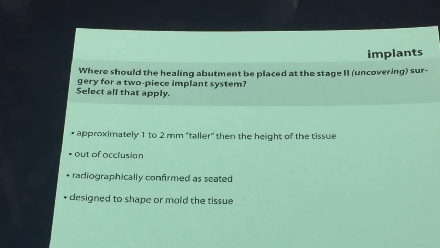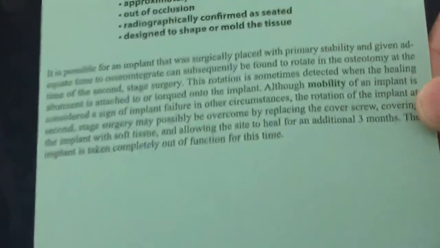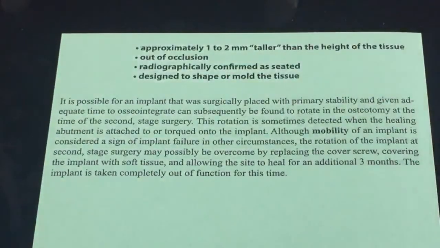Okay, I would say out of occlusion, obviously, radiographically confirmed as seated, yes. Designed to shape or mold the tissue, yes. And higher. Yeah, it's all of them. I wasn't sure about the 1 to 2 millimeters. I was gonna say a little more, in case it grew over it.